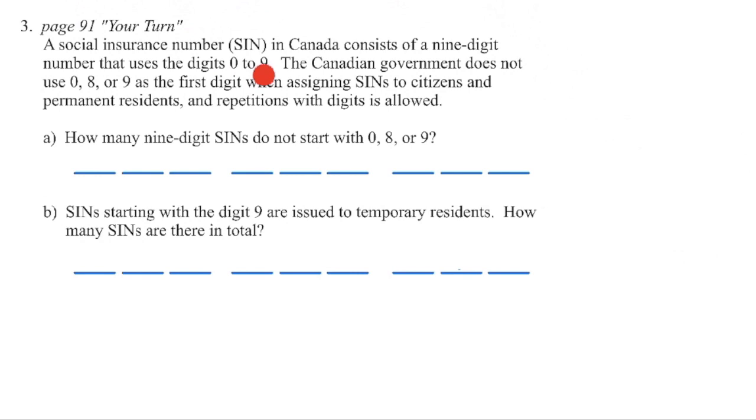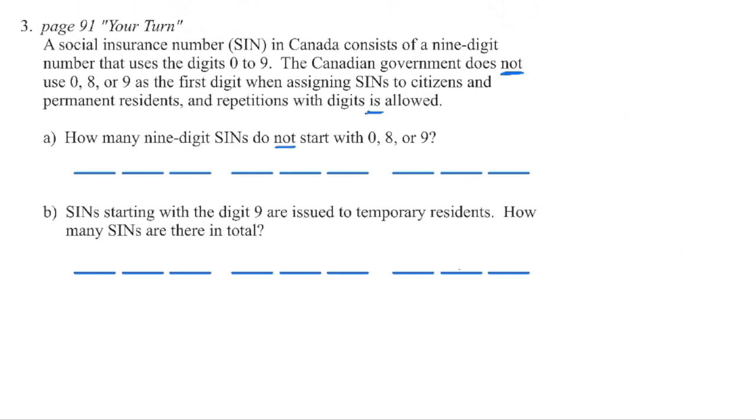Our next one here, we're given social insurance numbers in Canada that consist of 9-digit numbers that use the digits 0 through 9. So there are 10 different digits that can be used. And so I'm going to again begin by drawing out my 9 different spots. The Canadian government does not use 0, 8, or 9 as the first digit when assigning social insurance numbers to citizens and permanent residents. Repetitions with digits is allowed. So if I put, for example, the number 4 here, I can have the number 4 here again. We have to determine how many 9-digit social insurance numbers do not start with a 0, 8, or 9.